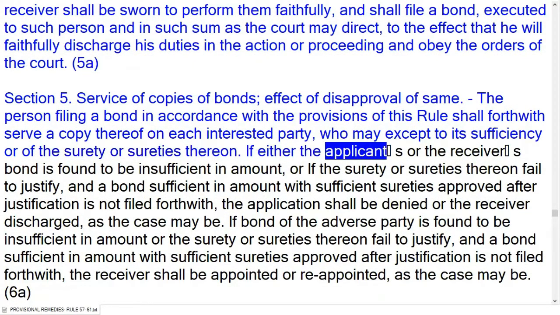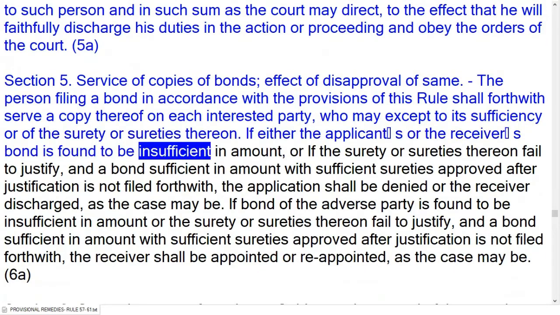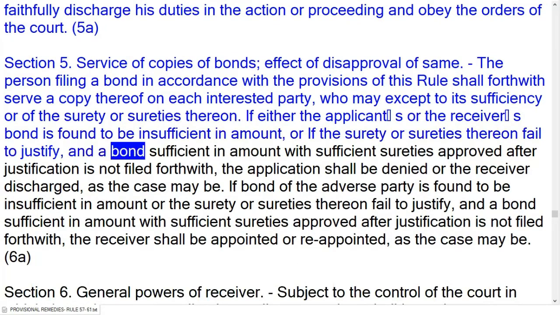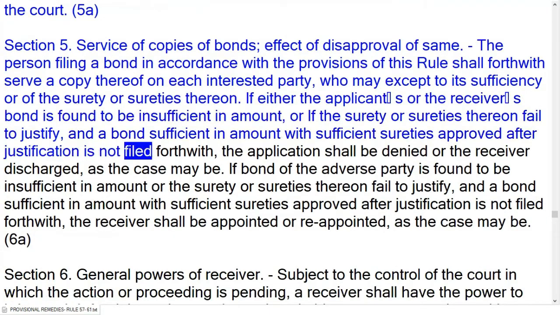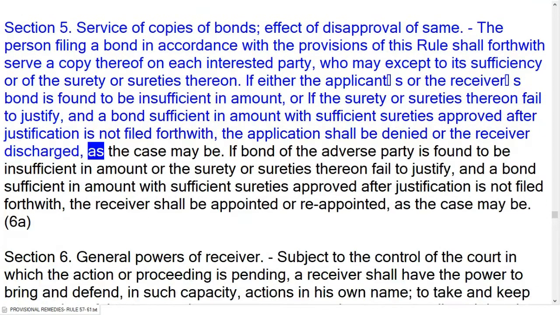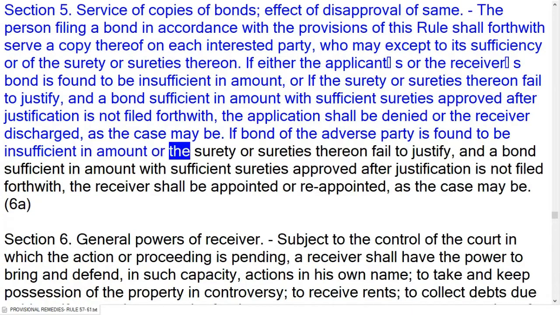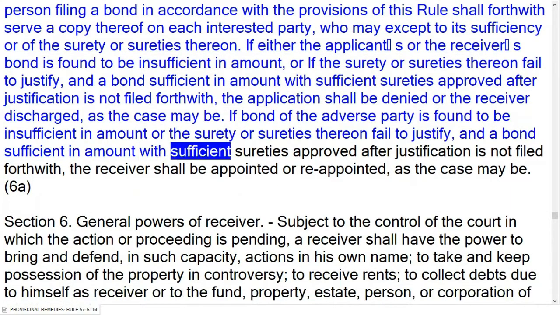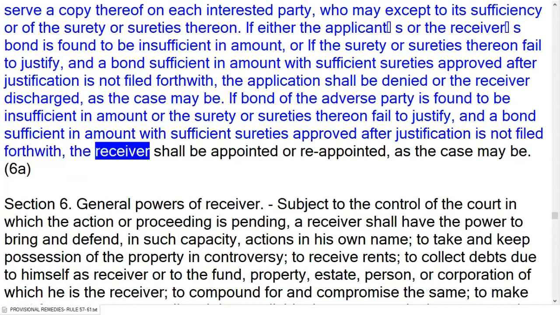If either the applicant's or the receiver's bond is found to be insufficient in amount, or if the surety or sureties thereon fail to justify, and a bond sufficient in amount with sufficient sureties approved after justification is not filed forthwith, the application shall be denied or the receiver discharged, as the case may be. If the bond of the adverse party is found to be insufficient in amount or the surety or sureties thereon fail to justify, and a bond sufficient in amount with sufficient sureties approved after justification is not filed forthwith, the receiver shall be appointed or reappointed, as the case may be.